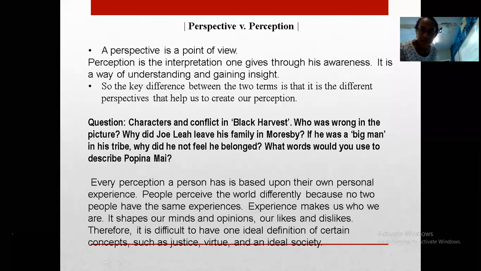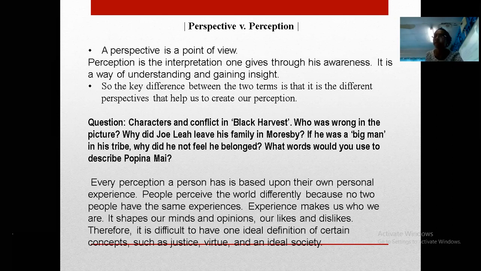I want you to look at perspective and perception. Now, in your responses, I observed that there was a very big split in your responses to all of the task questions. Some people submitted their worksheets, and therefore, what better way to touch on perspective and perception now that we are looking at points of view? So with perspective, what is it? It is simply a point of view. It is my point of view of something. Perception, on the other hand, is the interpretation one gives through his own awareness.